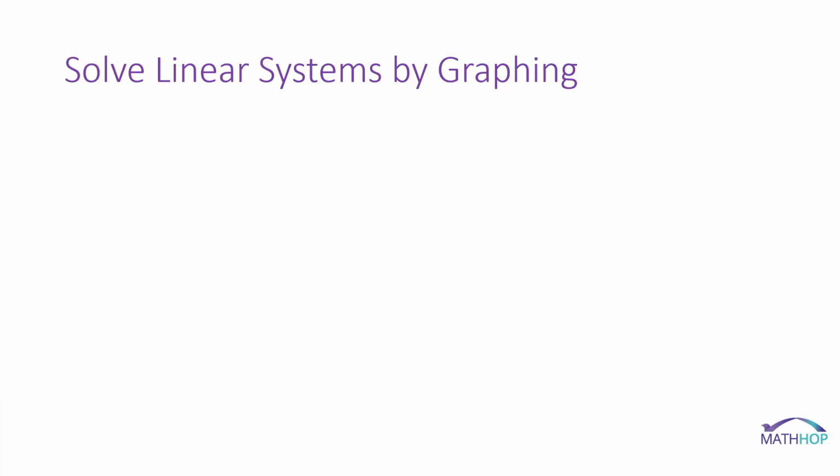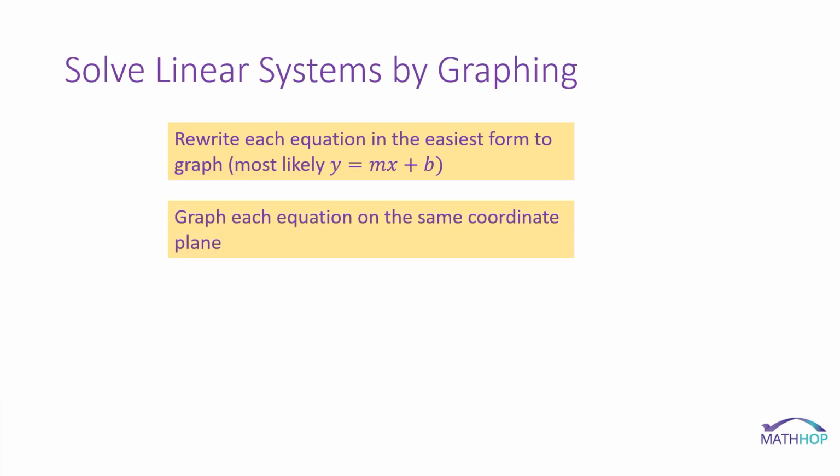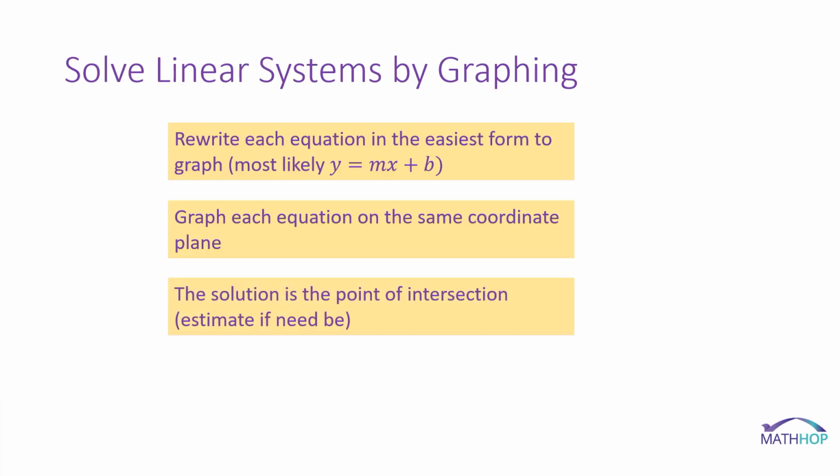All right? So let's talk about what our steps are going to be. First and foremost, put each equation in the easiest form to graph. So most likely y equals mx plus b, or slope-intercept form. We could have left these in the form that they're in now and used intercepts, but this is really easier. Then you're going to graph each equation. If you need to solve by graphing, you have to graph them on the same coordinate plane. The solution is the point of intersection, so you look for the point of intersection. Hopefully they're whole number coordinates. If you have to estimate, estimate.